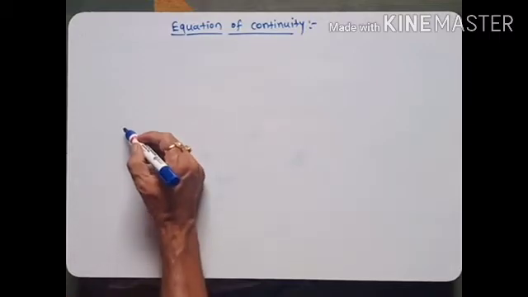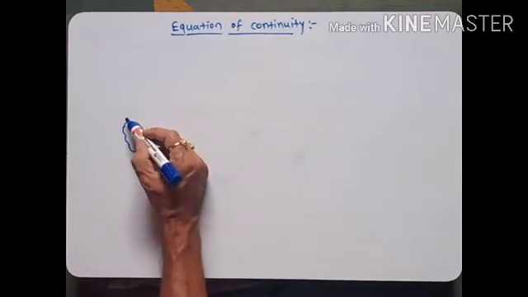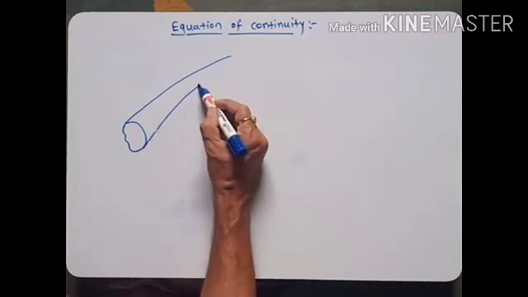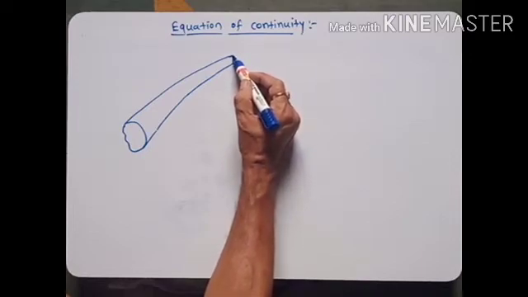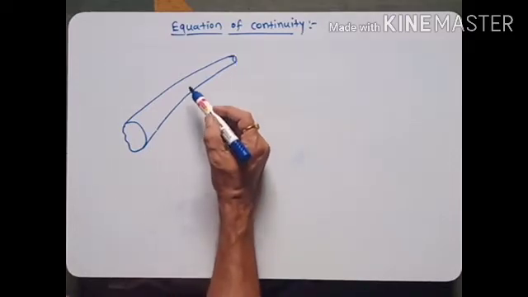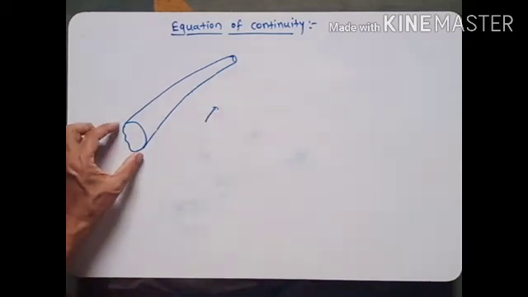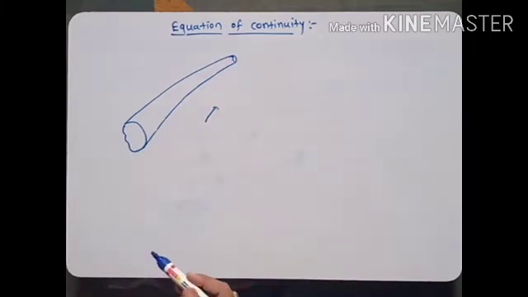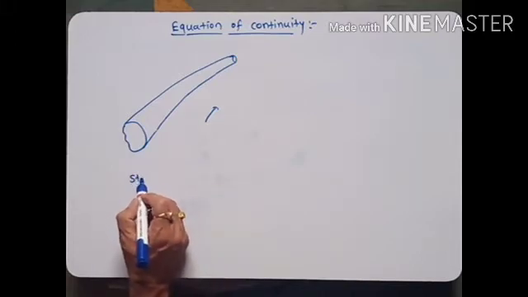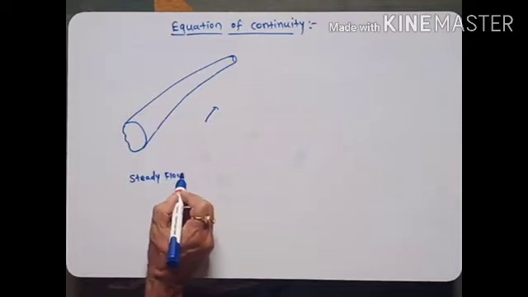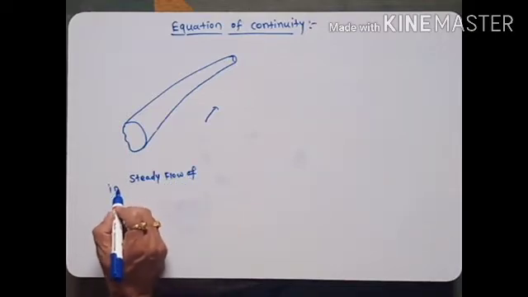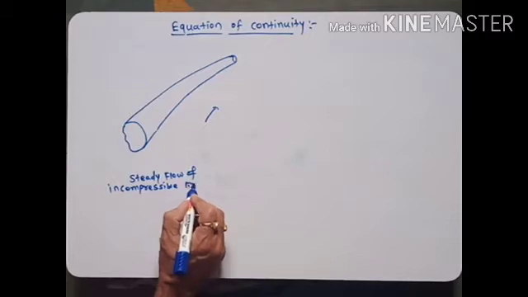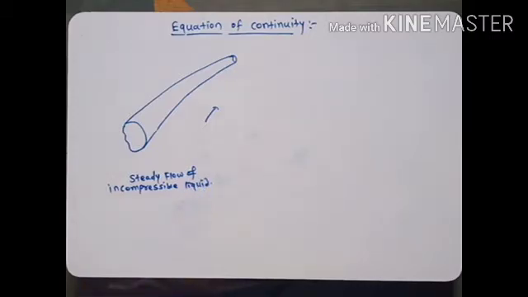Suppose we consider a simple diagram here. Suppose this is a pipe whose area of cross section becomes narrower on this side. See here, area of cross section is large and it goes on decreasing. Here area of cross section is small, and through this pipe, suppose you consider steady flow of incompressible liquid. We consider the steady flow of incompressible liquid.